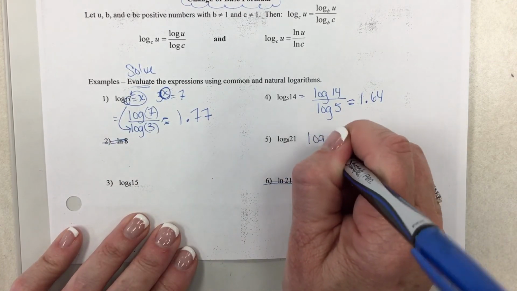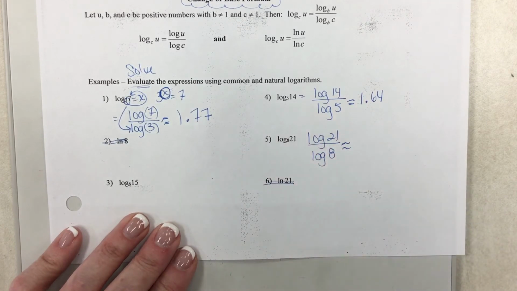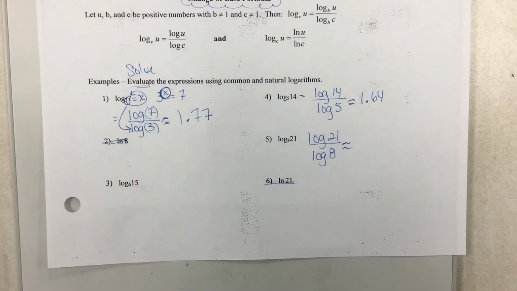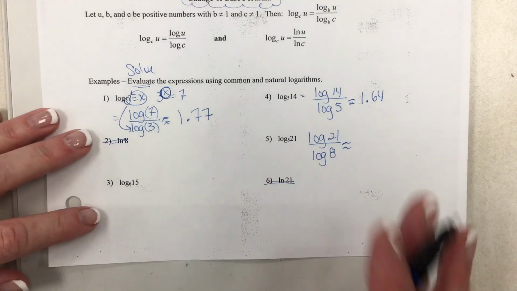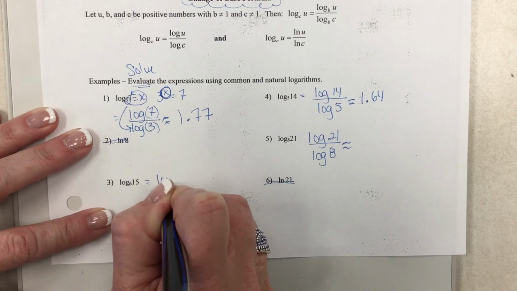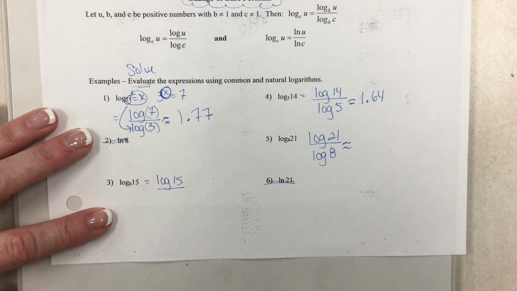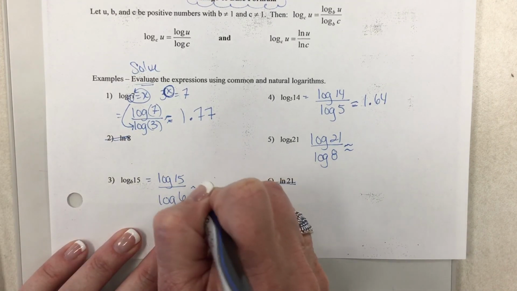Number 5, log 21 divided by log 8. Always, always, always, the base of the logarithm is the same as the base of the fraction. And we're totally going out of order. Finishing with number 3, I get log 15 divided by log 6. And you should get approximately 1.51.